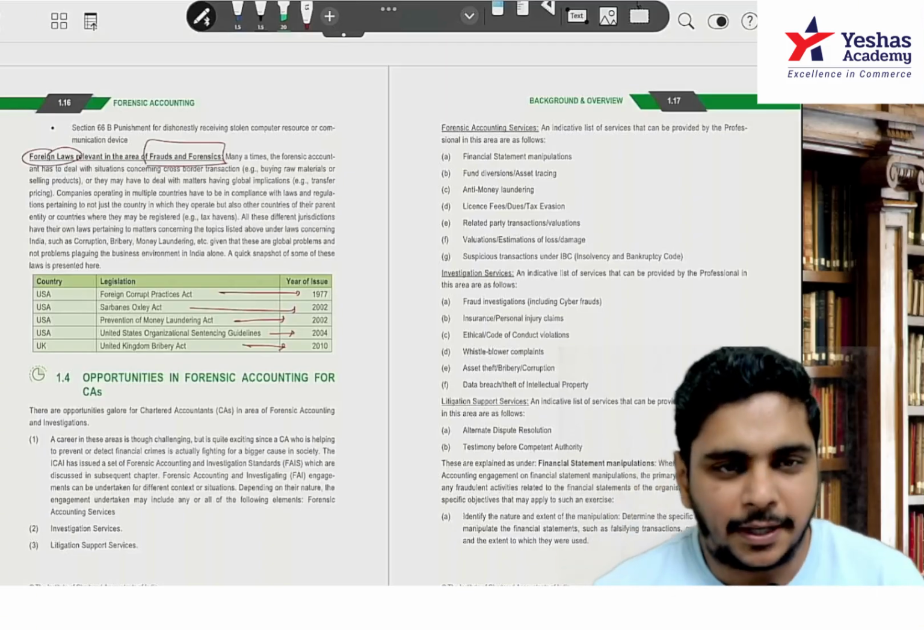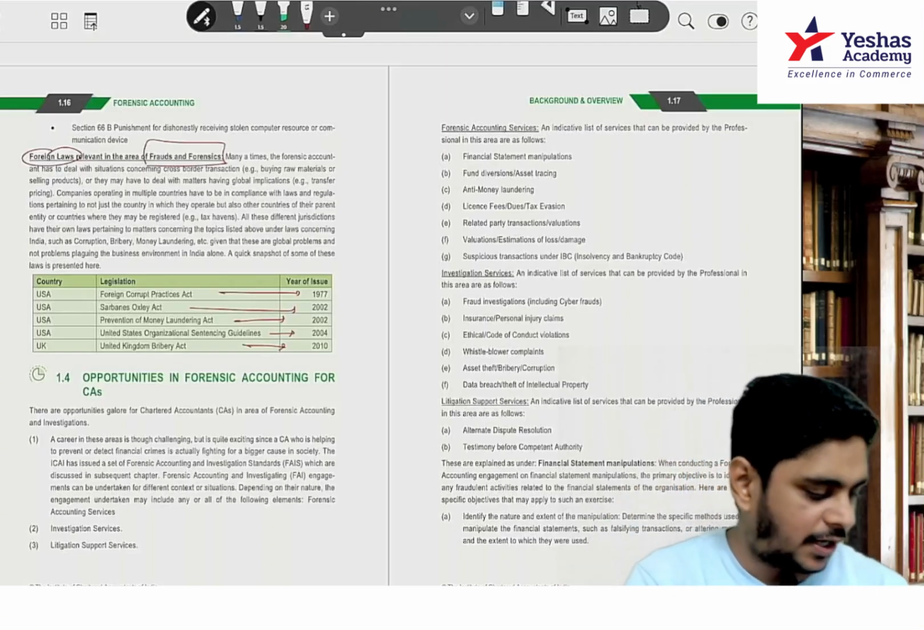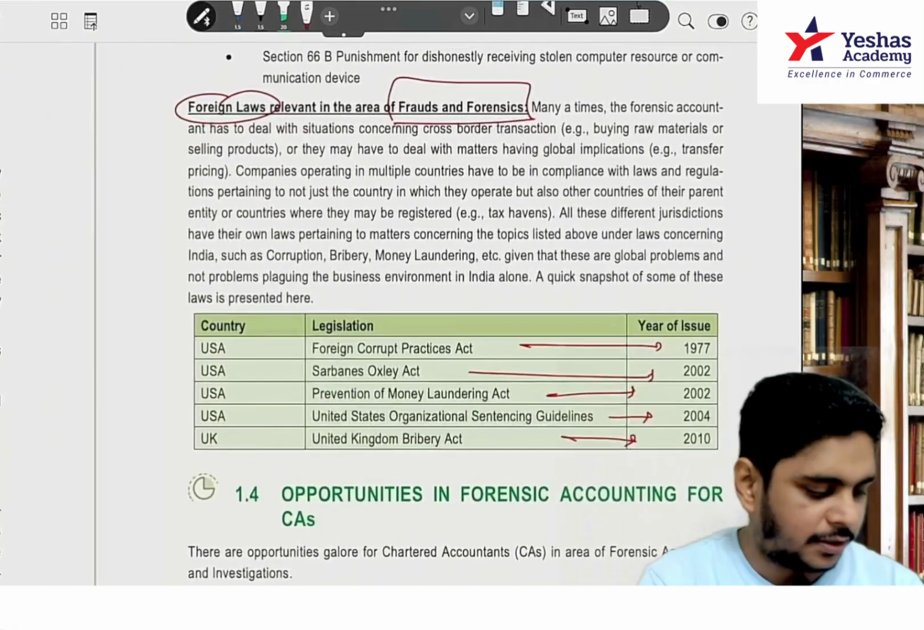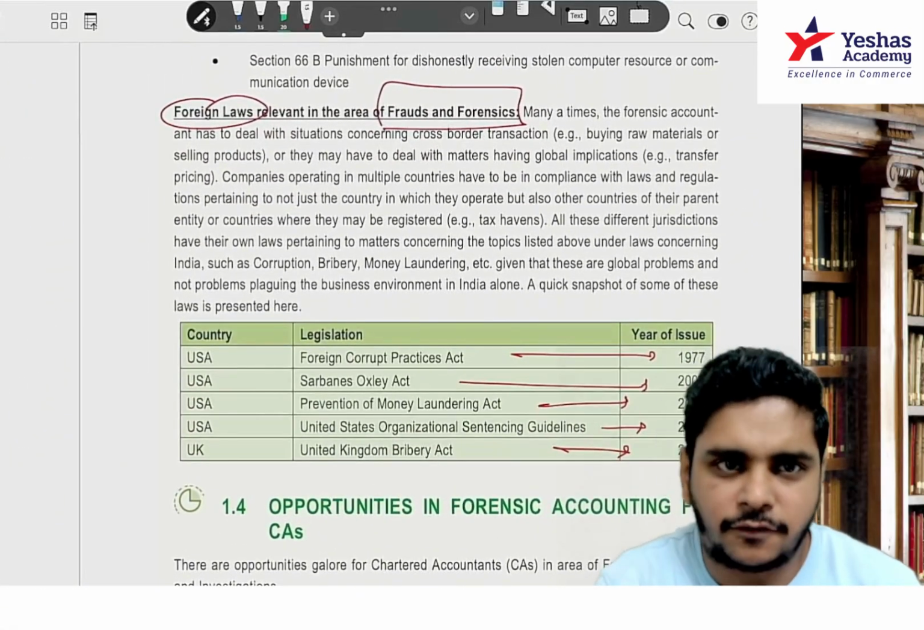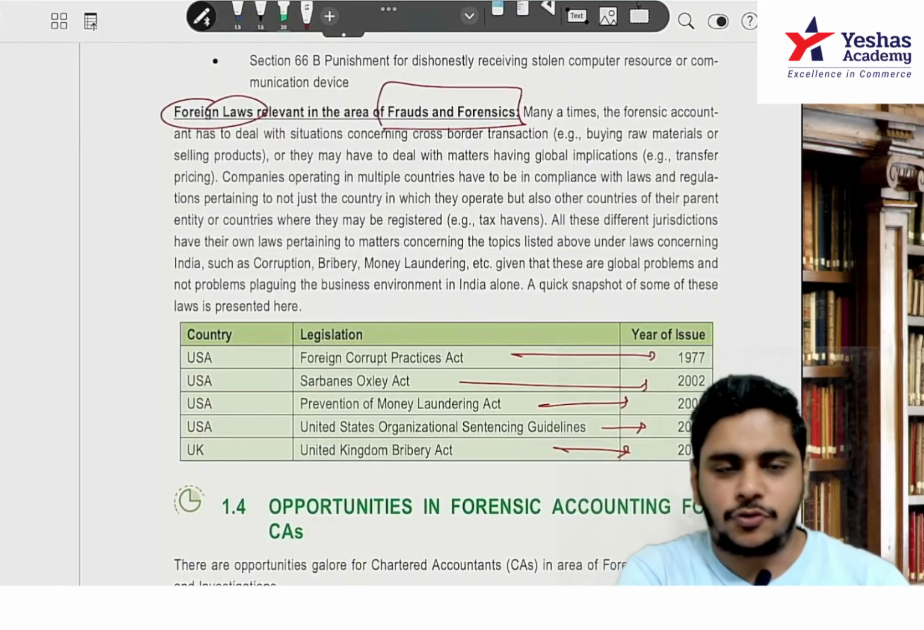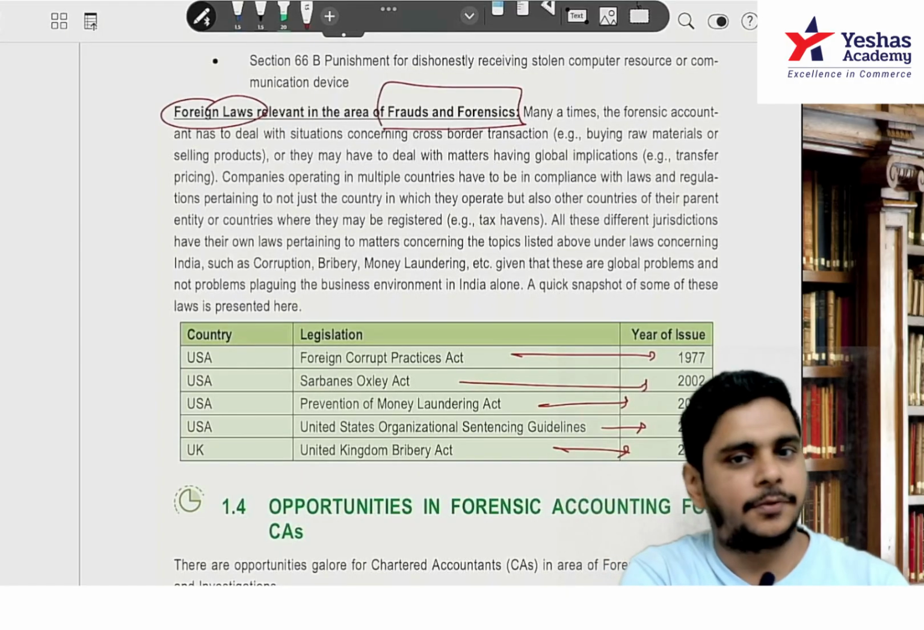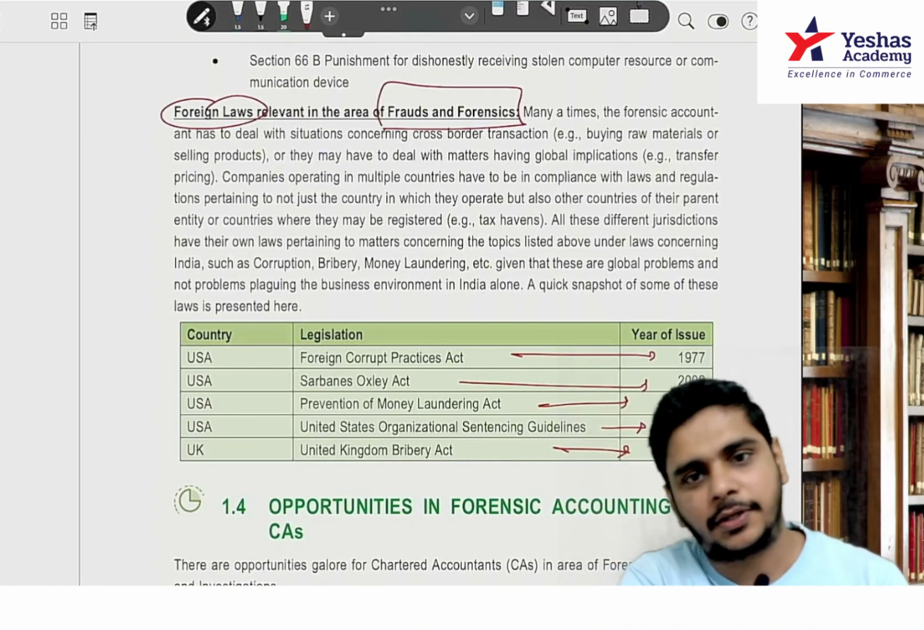So hi guys, welcome back to the class. In the previous session we completed till here: what are the foreign laws relevant in the areas of fraud and forensics. Please open your module, your PDFs, your printouts, whatever you have. We continue from the next part.